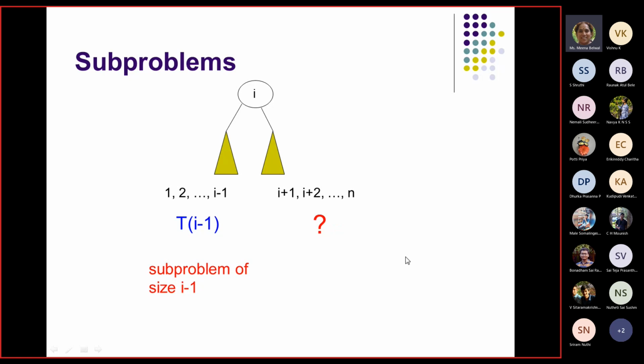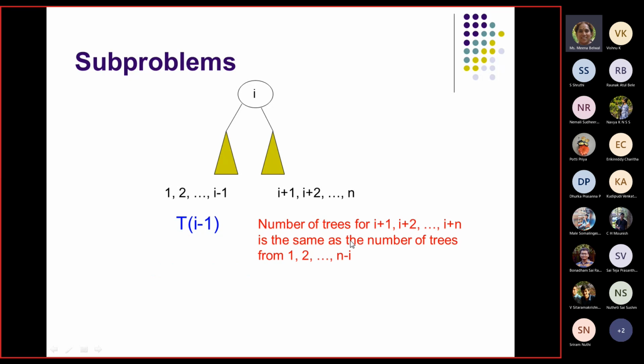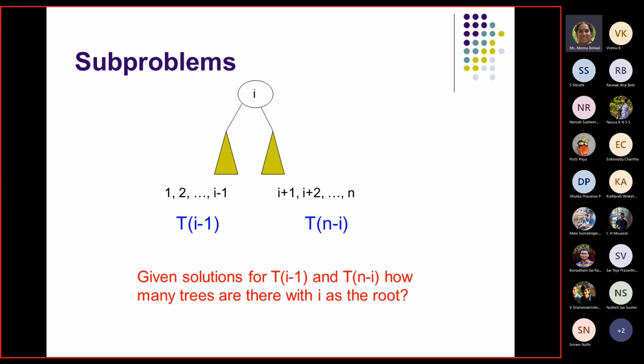It is like this. So I plus 1, I plus 2, up to n will come here. So the number of trees for I plus 1, I plus 2, and so on is the same as the number of trees from 1 to n minus I. You can write it like that also: I plus 1, I plus 2, up to I plus n. That is going to be the same as the number of trees from 1, 2 to n minus I. We are making the problem like that so that you have an n term also, so we are making it n minus I. It is going to be the same. That's why we are representing it as T(n minus I).